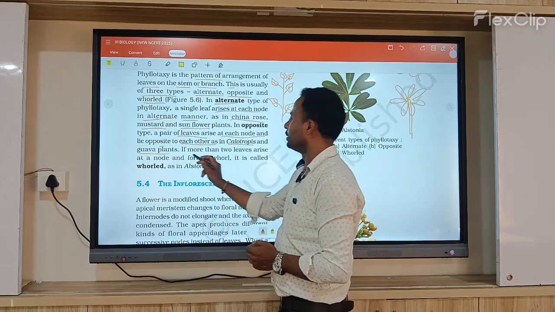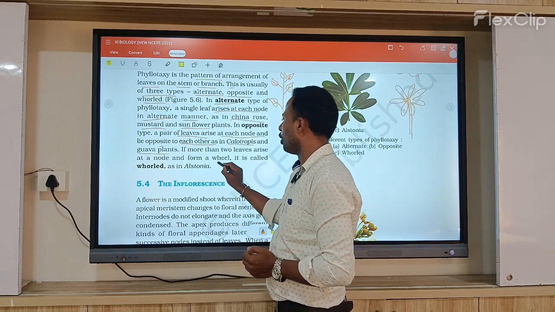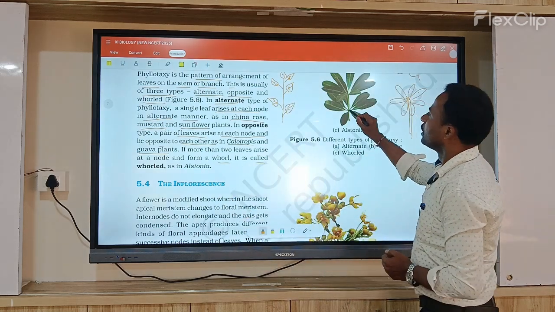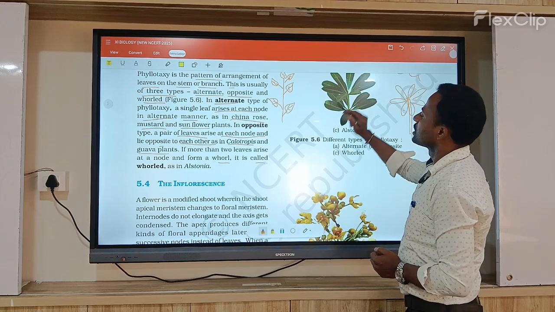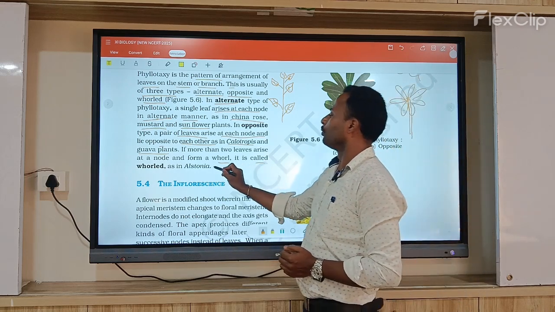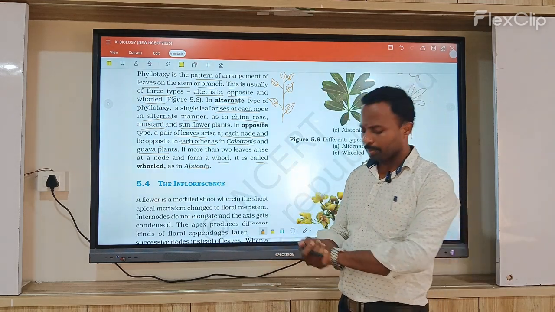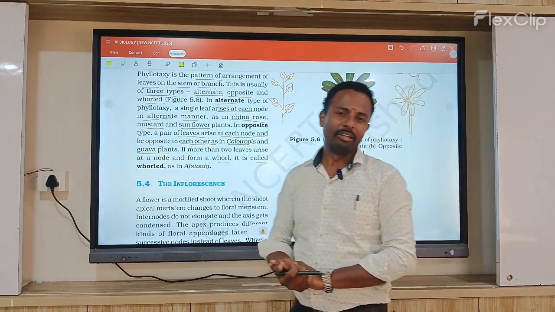And the third one, where more than two leaves arise at a node in a whorl, is called whorled phyllotaxy. Example: Alstonia. At each common node, a number of leaves are present in an arrangement called whorled phyllotaxy. Example is Alstonia. These are the incomplete leaves.